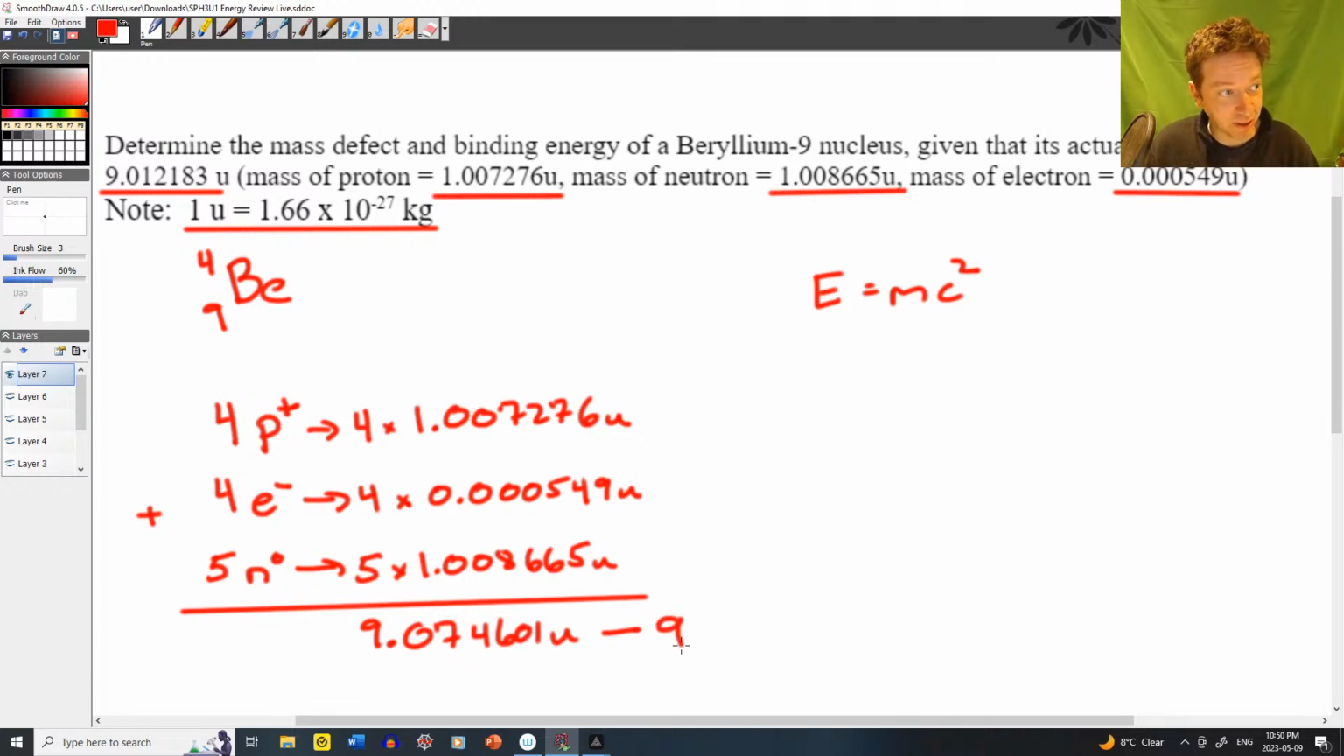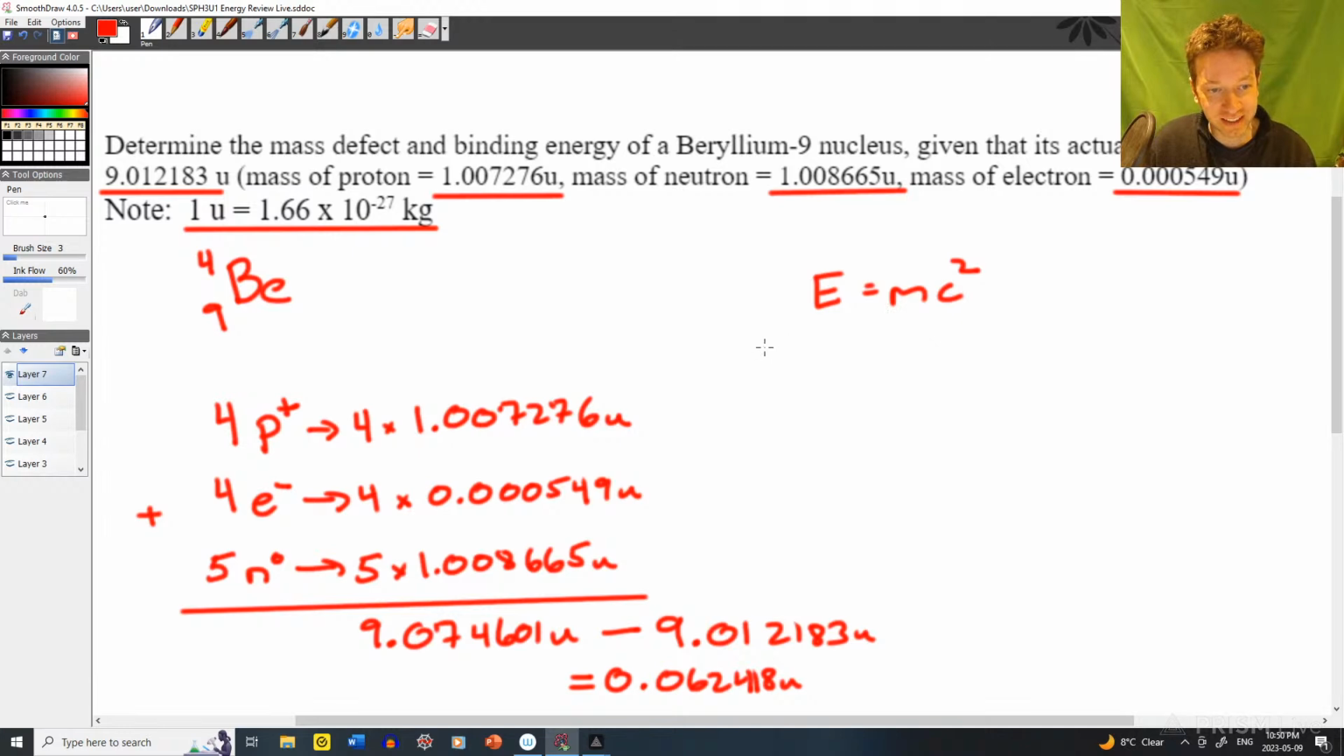So we have 9.012183. We get a mass defect of 0.062418 atomic mass units. And that is, if you wanted to completely break that atom apart, the amount of energy that would be required to do so. So that's our binding energy.